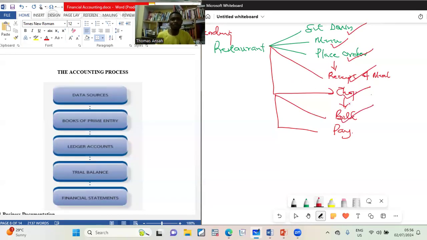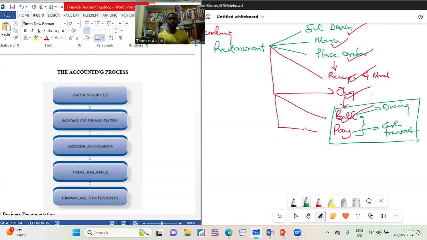Then you receive your bill. This is where the process starts: receiving the bill and paying the bill. Because at the time you receive the bill, it means you are owing. And at the time you pay, it means a cash transaction has been done. So this is where everything happens.